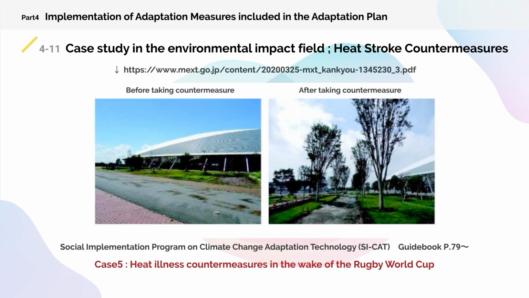Saitama Prefecture in Japan is prone to extreme heat, often breaking nationwide records. This is exacerbated by the heat island effect, which has seen a growing number of people suffering from heat stroke in recent years. With the Rugby World Cup scheduled to be held in Saitama Prefecture in 2019, a working group comprising prefectural government, national research institutes and universities was established.